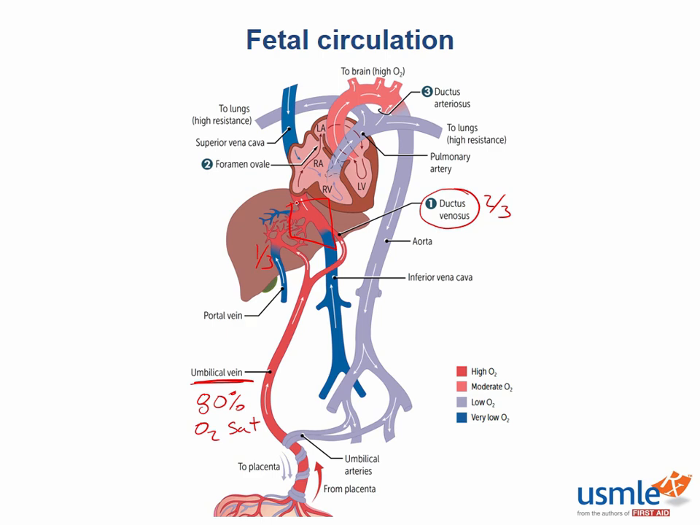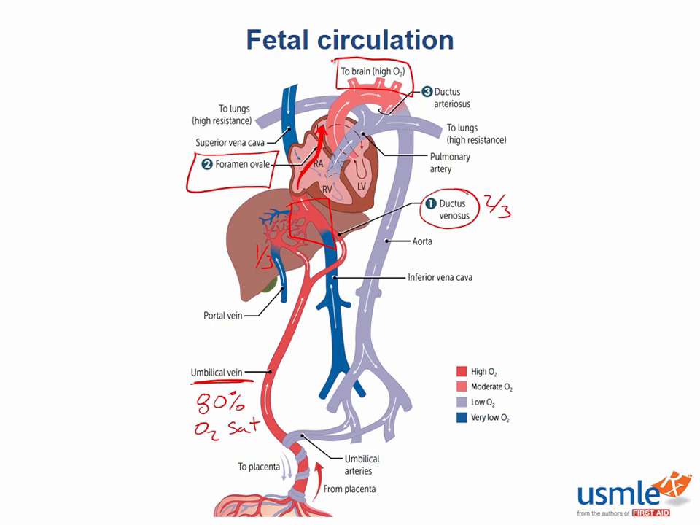And where exactly will this blood go? Well, in this case, there's actually a small piece of tissue within the right atrium that guides the blood from the inferior vena cava through the foramen ovale so that it enters the left atrium. This blood will then go from the left atrium to the left ventricle and be pumped out through the aorta and supply the great vessels, as you can see here.